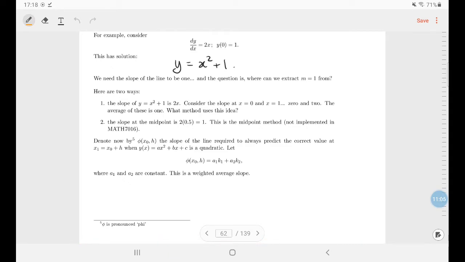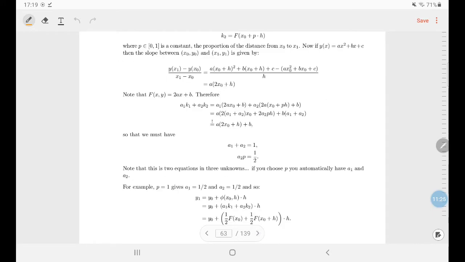Now it says not implemented, but you might have a look at it in your case study for assignment 1. Okay, now let's look at it in more generality. So denote by this phi(x0, h) the slope of the line required to always predict the correct value at the next point.